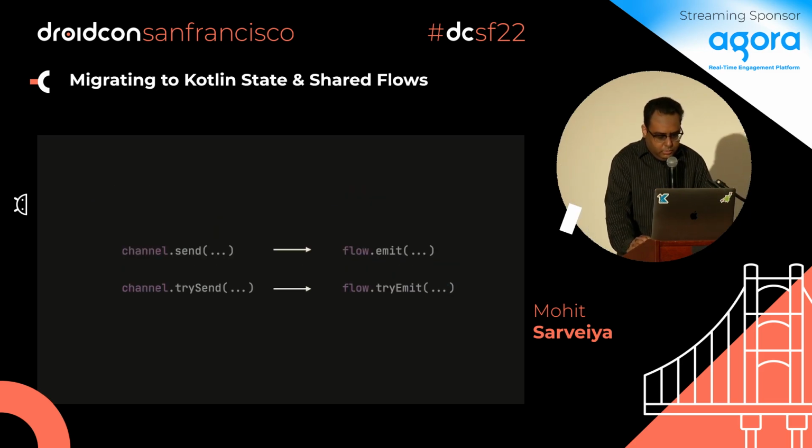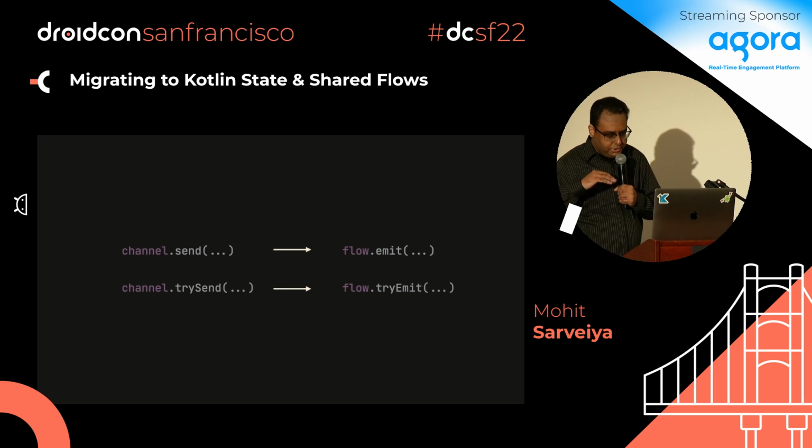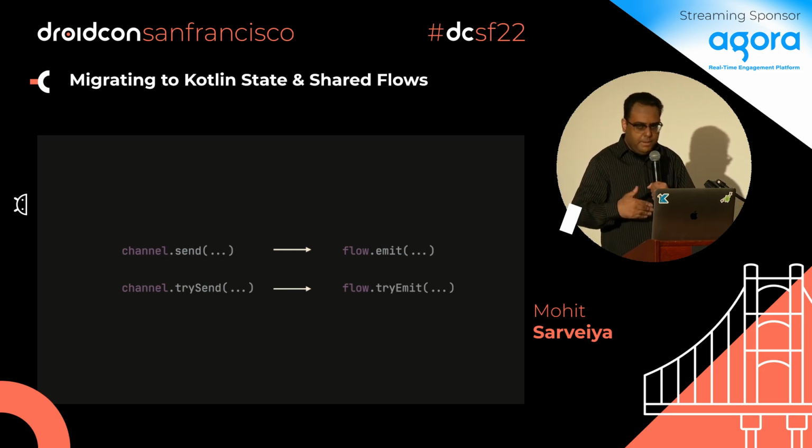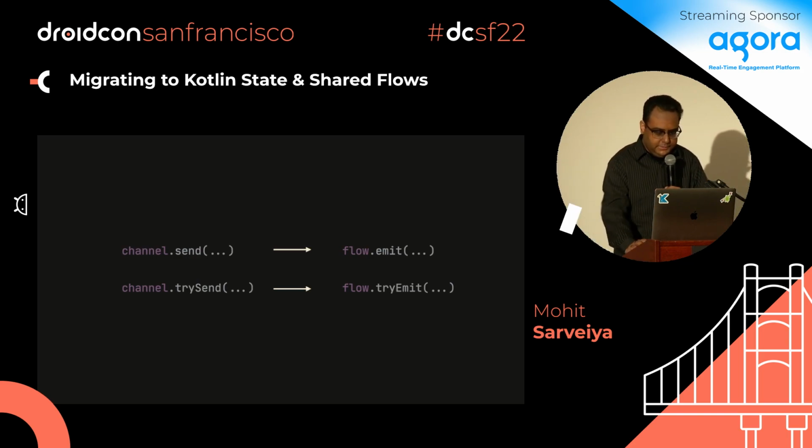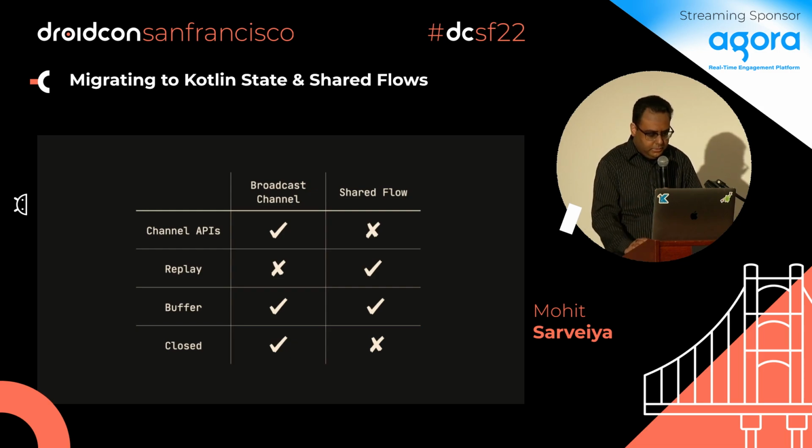And then wherever you have instances where you're pushing things out, you could use the mapping for emit and try emit. Try emit is the non-suspending version, emit is the suspending version. So from experience, migrating from one to another was pretty straightforward.